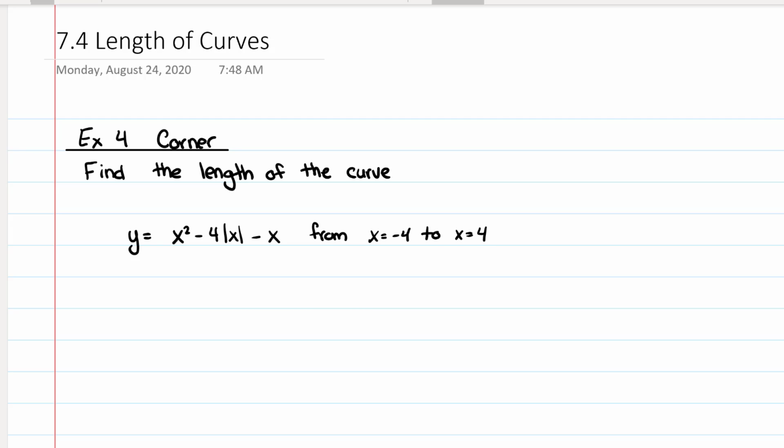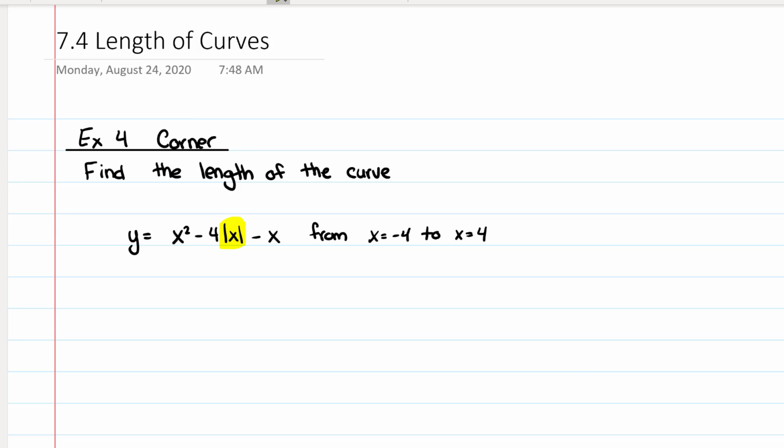7.4, example 4. We're going to talk about what happens when you have a corner. So we want to find the length of the curve y equals x squared minus 4 times the absolute value of x minus x from negative 4 to 4. Now the biggest question that I think you're going to have is, how do I know when I'm going to have a corner? Well, absolute values are a big giveaway of corners.